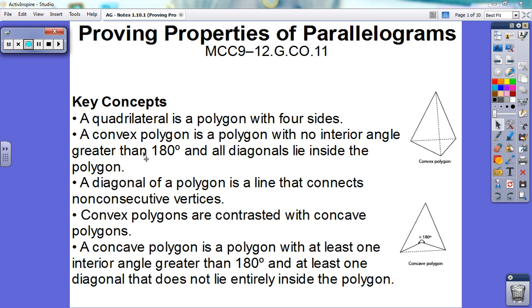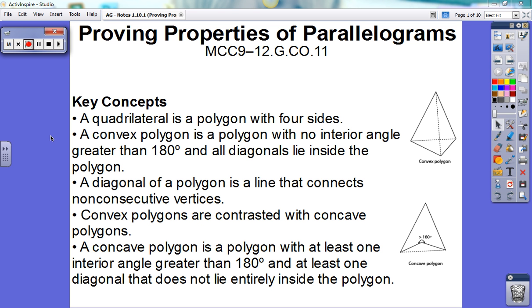In this lesson, we're going to go over proving properties of parallelograms. And the nice thing is that we have seen these properties in coordinate algebra, so they should be review for us. A couple of key concepts to start with. Remember that a parallelogram is a quadrilateral because it does have four sides.